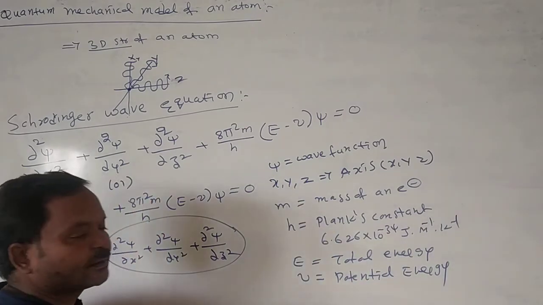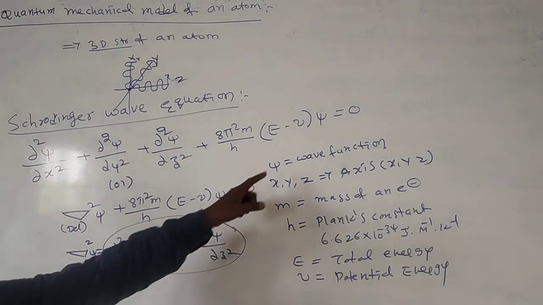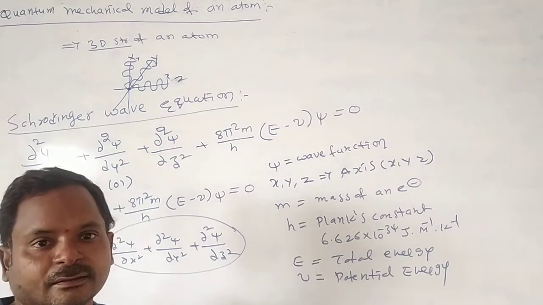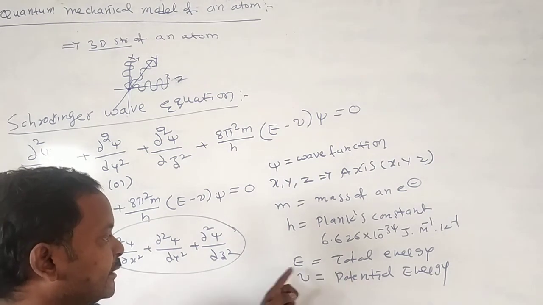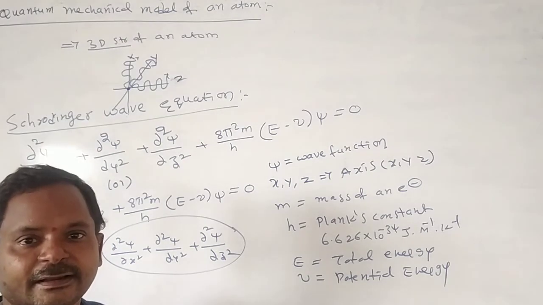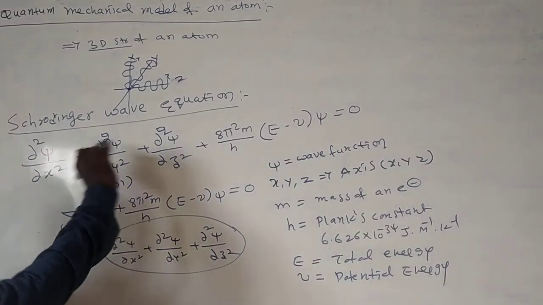These are the different terms used in the Schrödinger wave equation. Psi is the wave function. x, y, z are the axes. m is the mass of an electron. h is Planck's constant. E is the total energy. V is the potential energy.